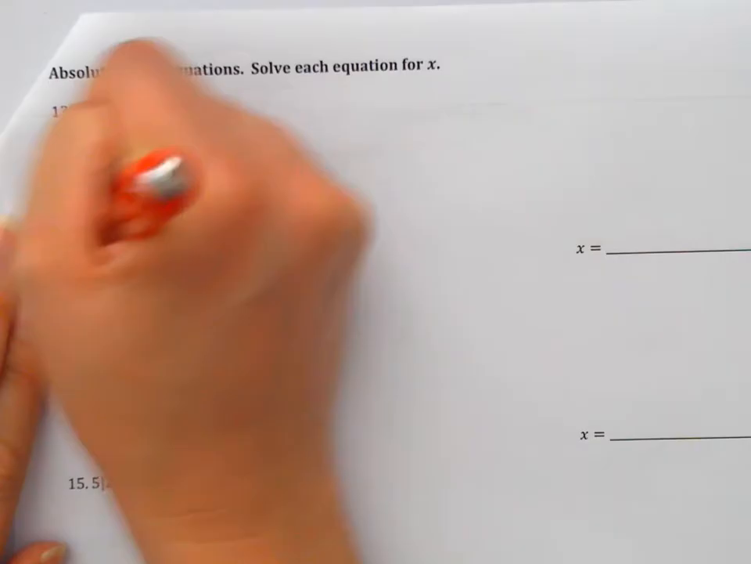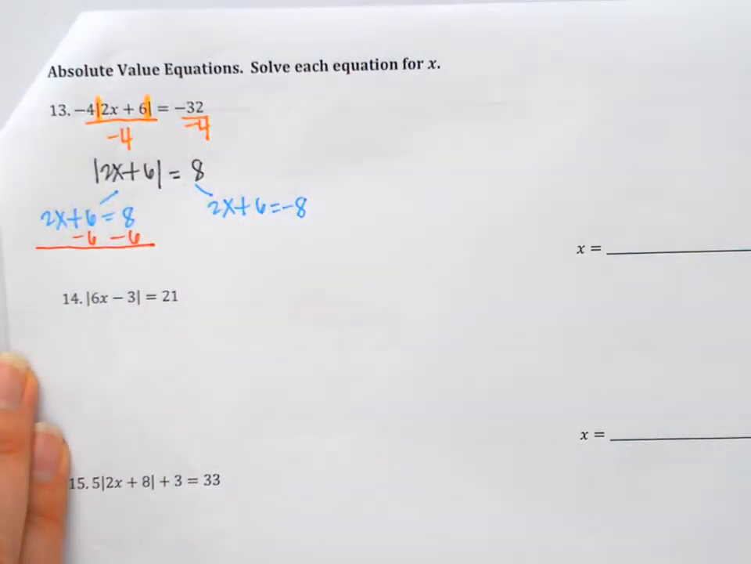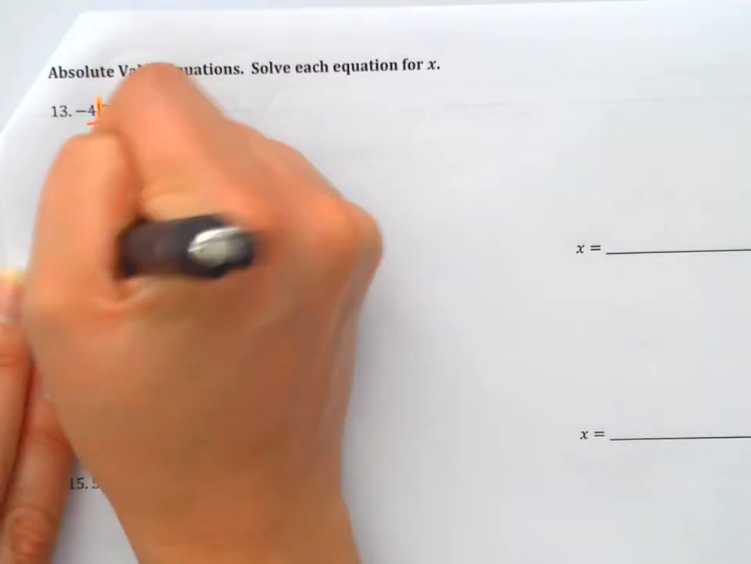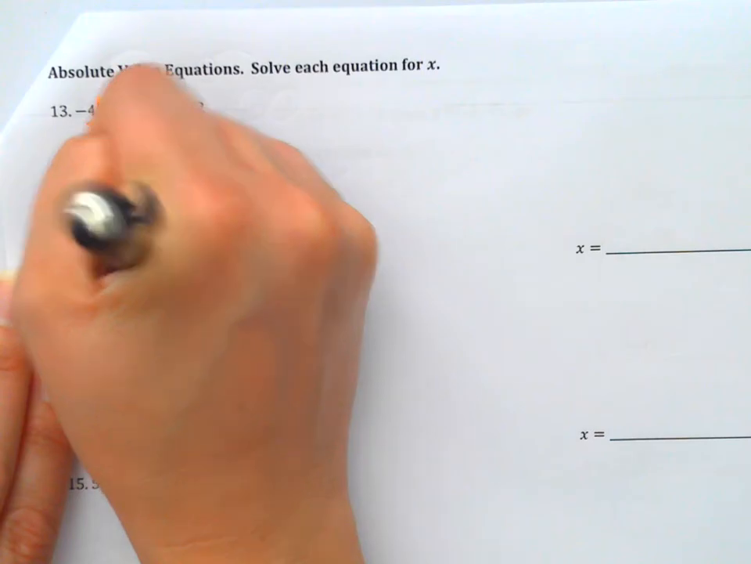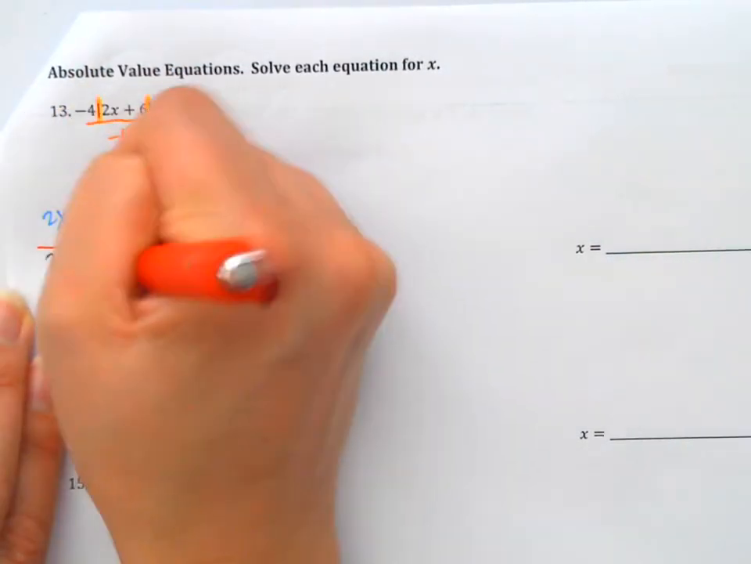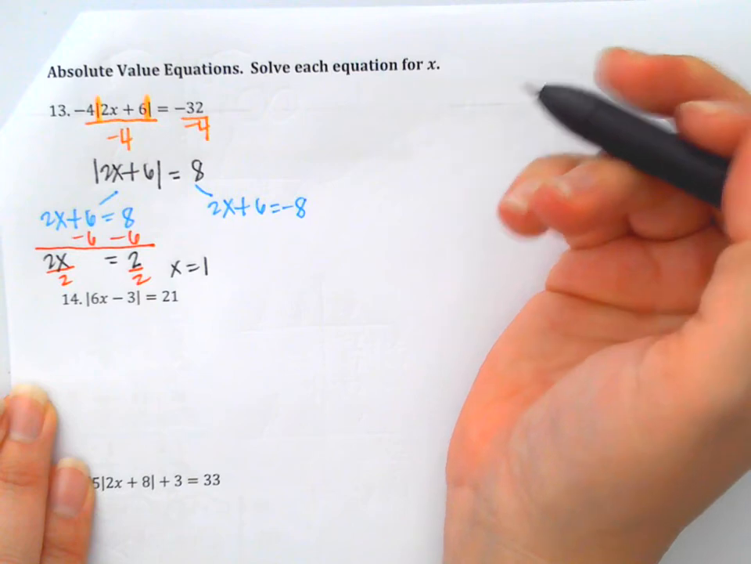So I would subtract 6 from both sides, and I get 2x. 6 minus 6 is 0. 8 minus 6 is 2. And then divide both sides by 2, and I get x equals 2 divided by 2, which is 1.